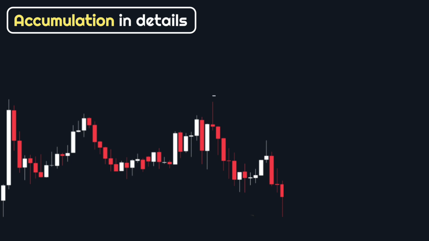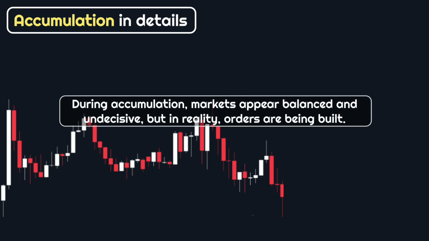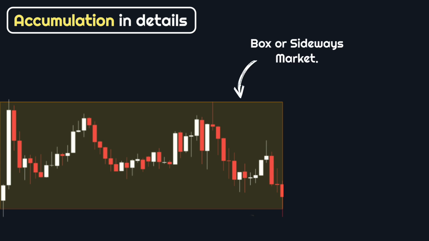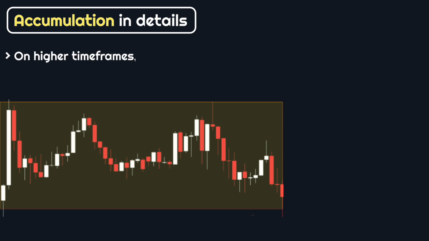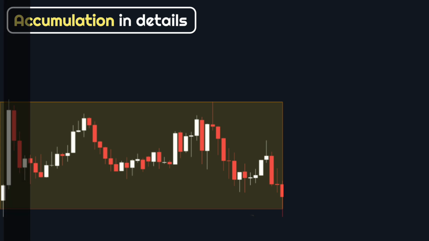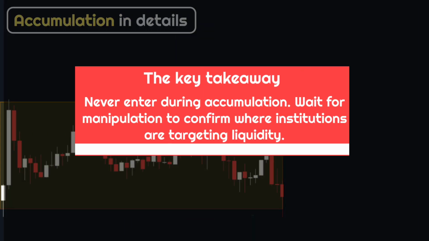Accumulation in detail. During accumulation, markets appear balanced and indecisive, but in reality, orders are being built. Equal highs or equal lows signal liquidity resting above or below. On lower time frames, this often looks like a box or sideways market. On higher time frames, accumulation can last for days or even weeks. The key takeaway: never enter during accumulation. Wait for manipulation to confirm where institutions are targeting liquidity.